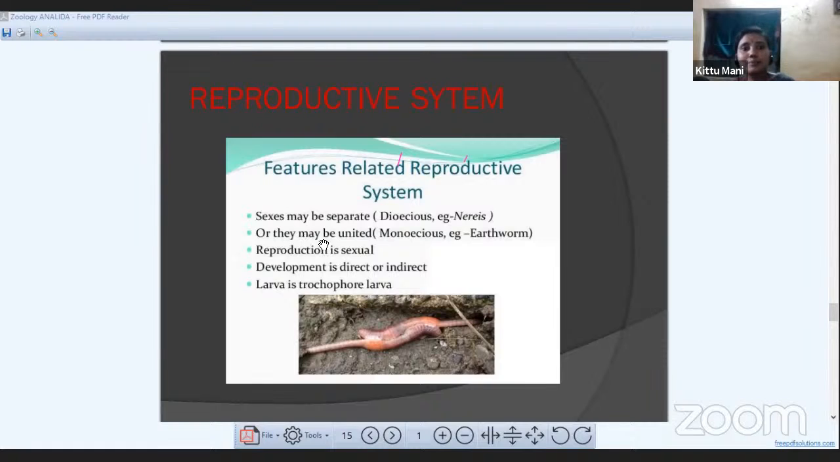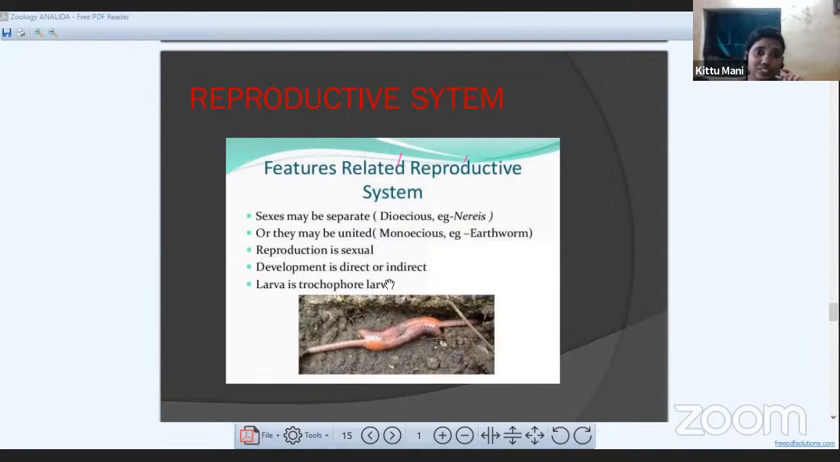Okay, but they may be united, which means monoecious. Here the male genital organ and female genital organ are present in a single organism, like the earthworm. The earthworm has male genital organs and female genital organs. This type of organism is called monoecious. And then reproduction is sexual. Which type of reproduction will we observe? The sexual reproduction.